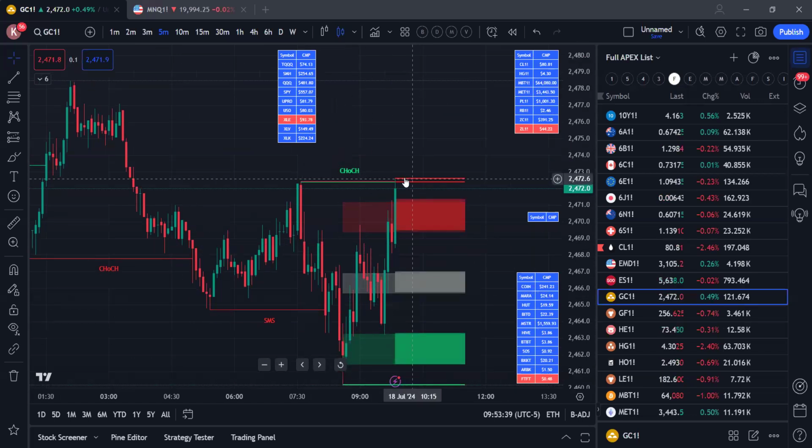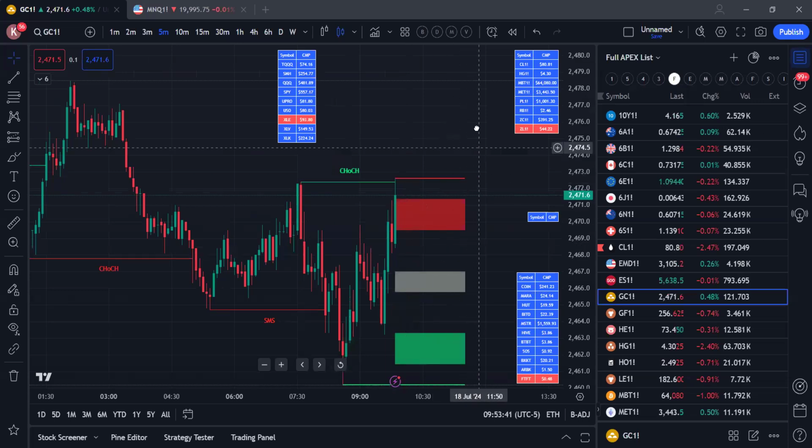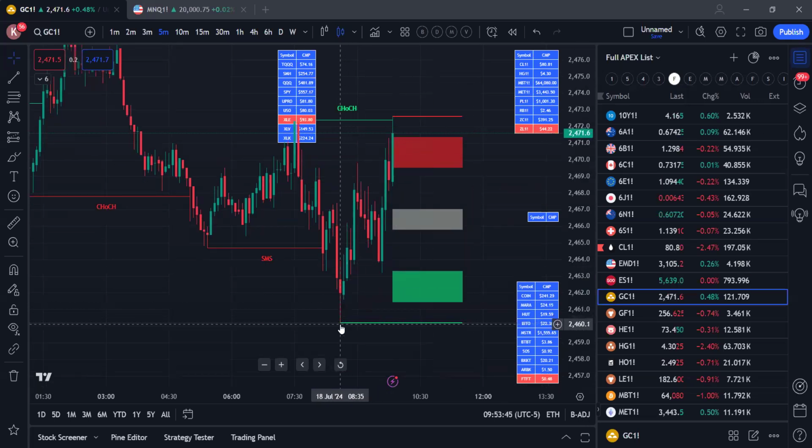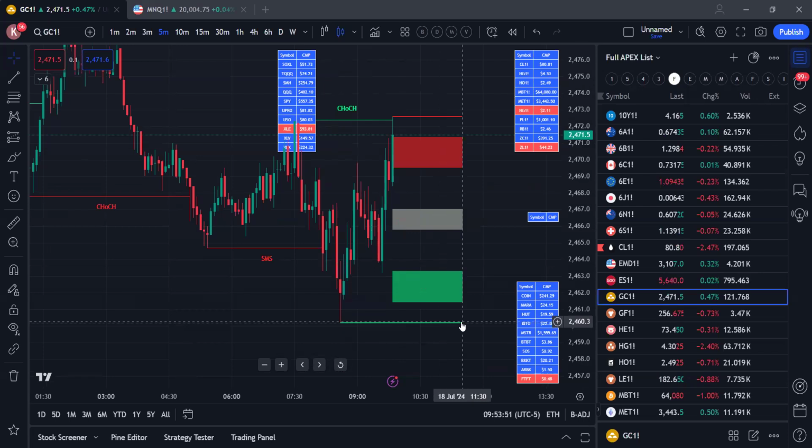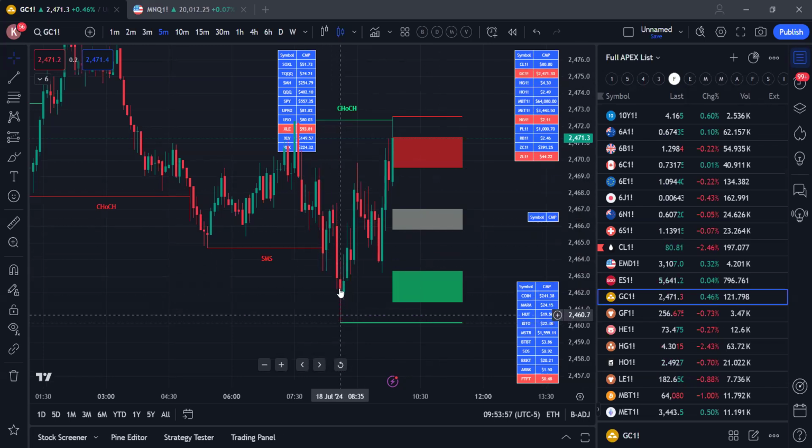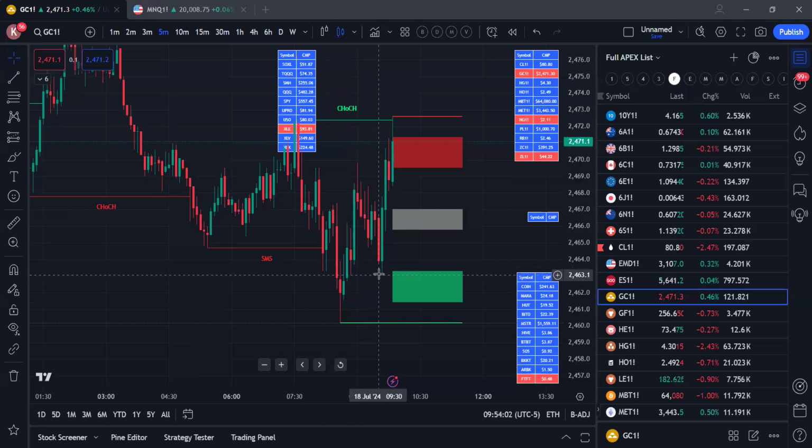So now it again touched the resistance from the support. Whenever price touches the support, this is your strong support line. And once it touches the support, you see a green candle. Generally that means the trend got reversed. So it went up, again came down, again went all the way to the top. So now this is the resistance. If you see a red candle now, you can take a shot on GC.